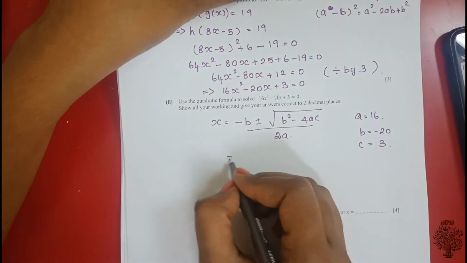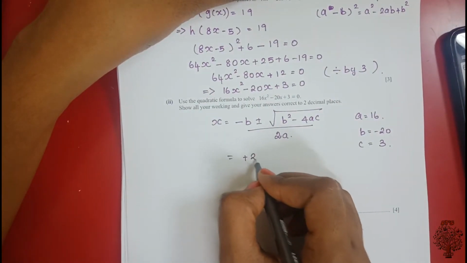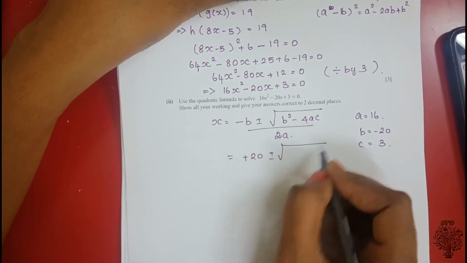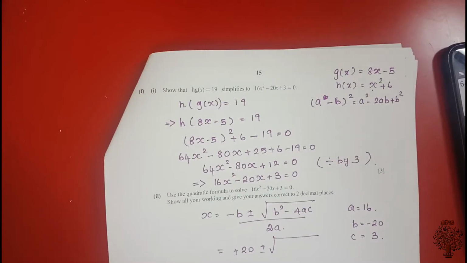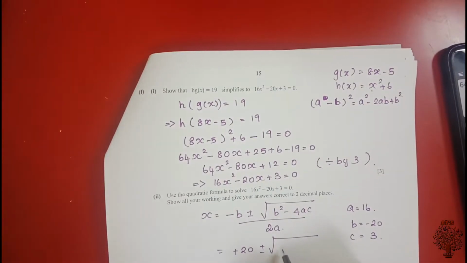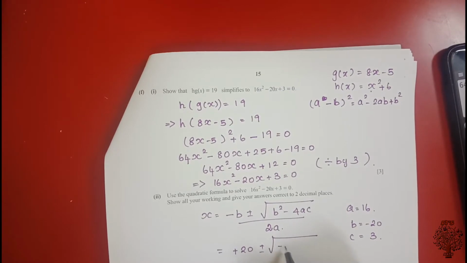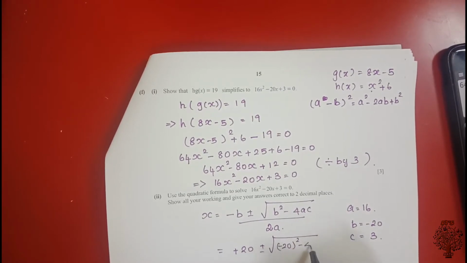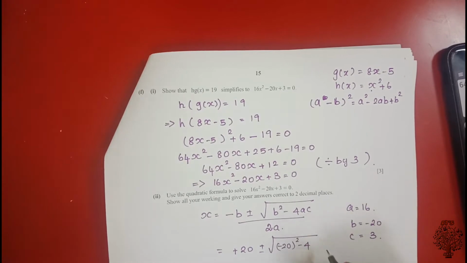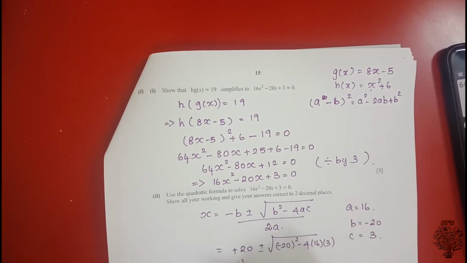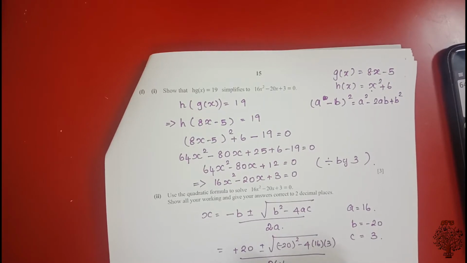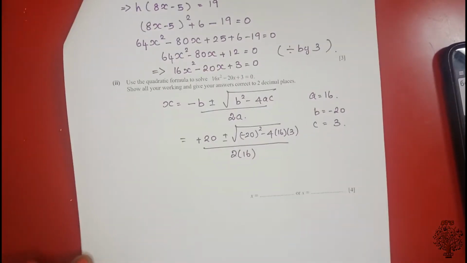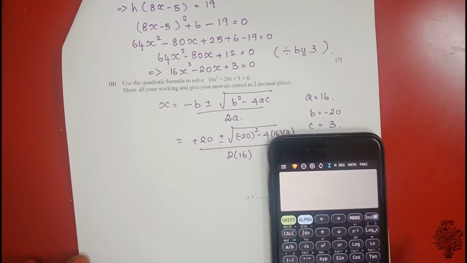I'll be substituting here. Minus of minus is plus 20 plus or minus square root of b square minus 20 square. So we have minus 20 square minus 4 multiplied with a is 16 multiplied with c, the whole divided by 2 times 16. Okay, now you can take your calculator.